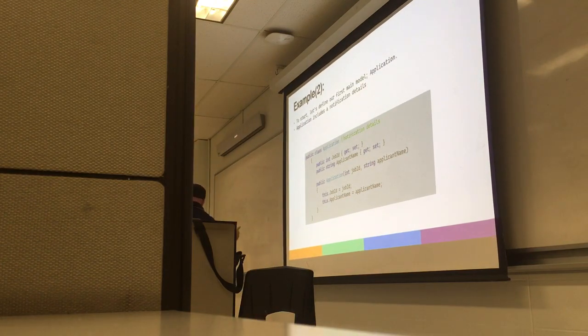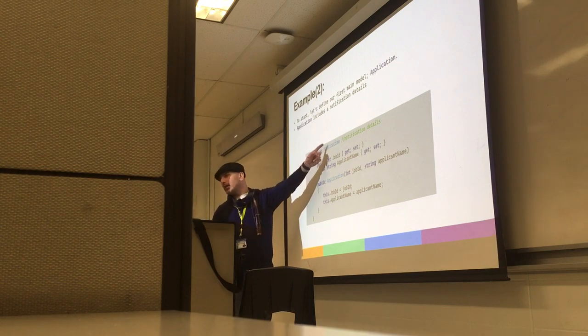Now after creating the project, right click. Now you have one class, the Program class, right? Right click on the project or on your namespace and add a new class. The class name is Application.